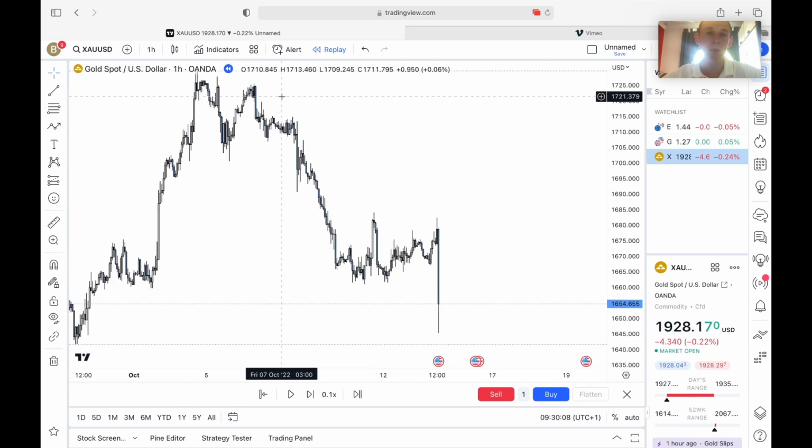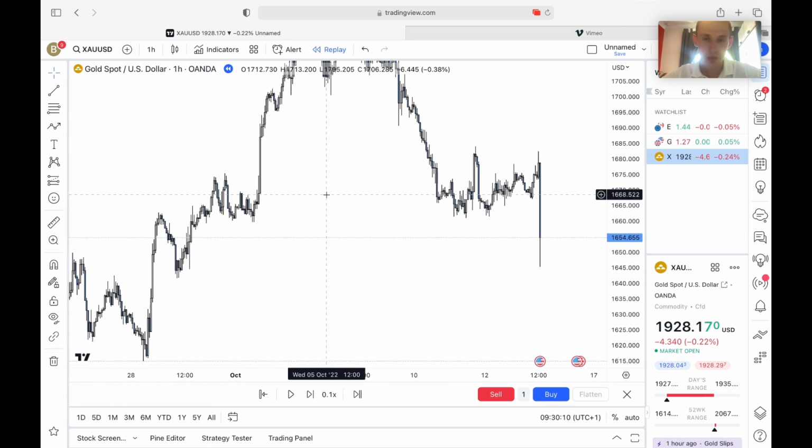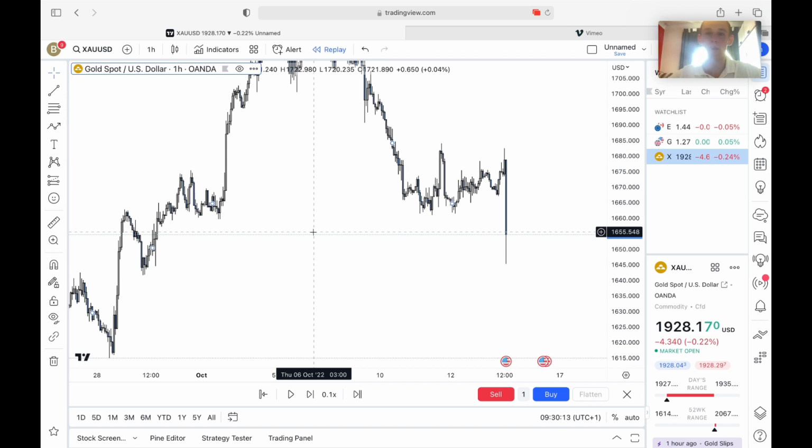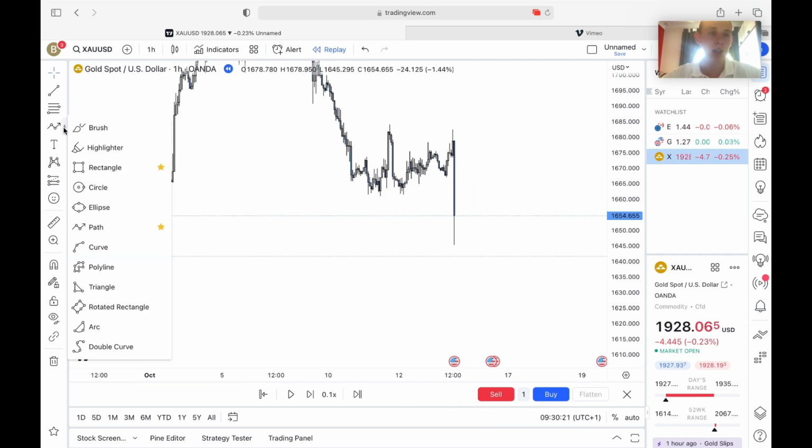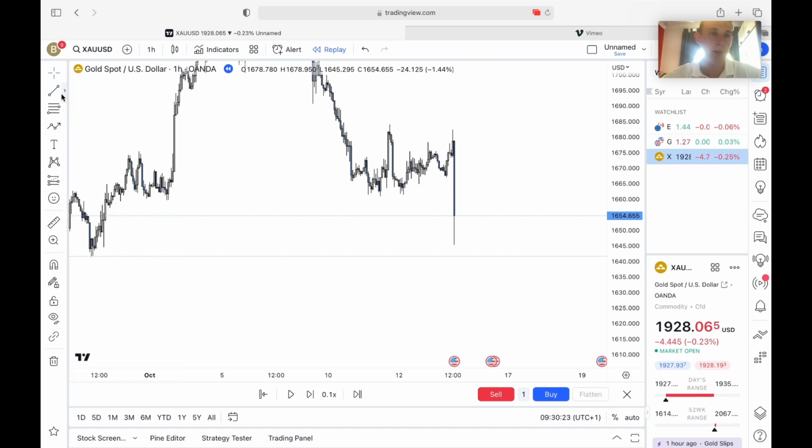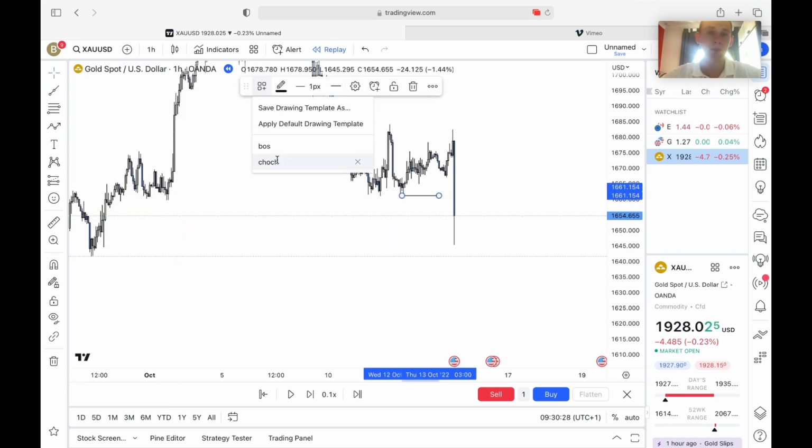Price is clearly in a bearish trend as well. So that's another thing. We obviously want to be aligning ourselves with the higher time frame trend. So in this case, price was bearish. We are only looking for sells, and we've had this further break of structure just here, confirming the trend is continuing.